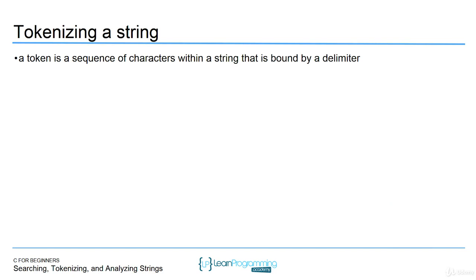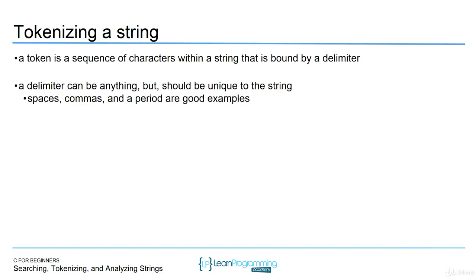Tokenizing a string. A token is a sequence of characters within a string that is bound by a delimiter. We know this. A delimiter can be anything, but it should be something unique to that string. Don't have a delimiter as A, because now it's going to find something valid inside a word. Make it something unique, like a space or a comma. This, again, is used as a boundary, usually for words in a single string. So it breaks a sentence into words.